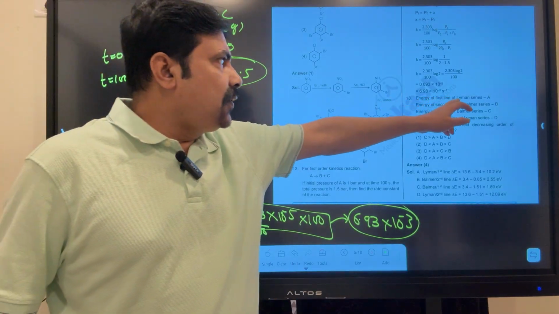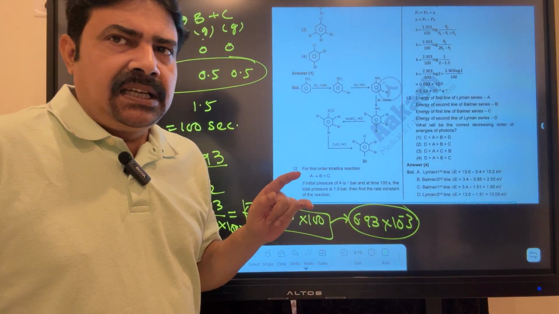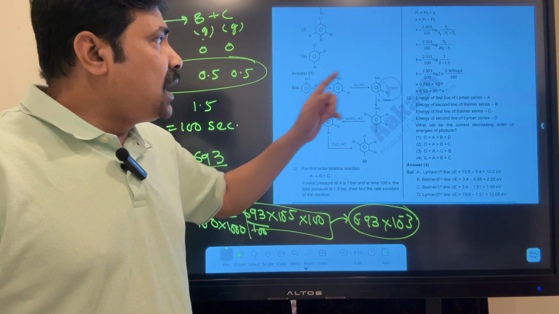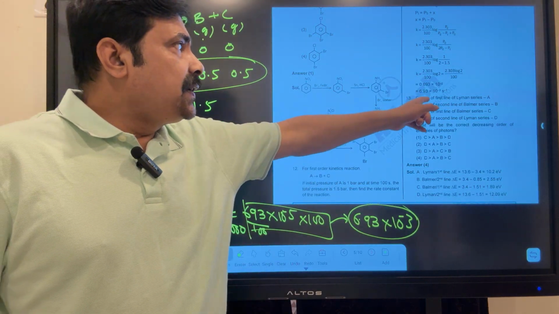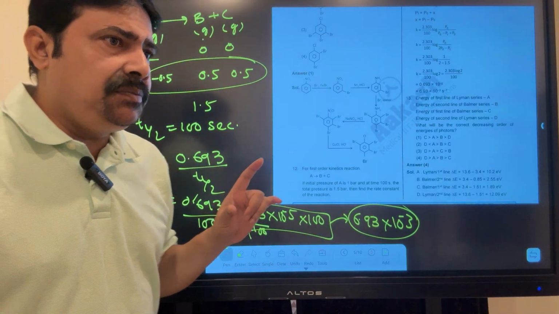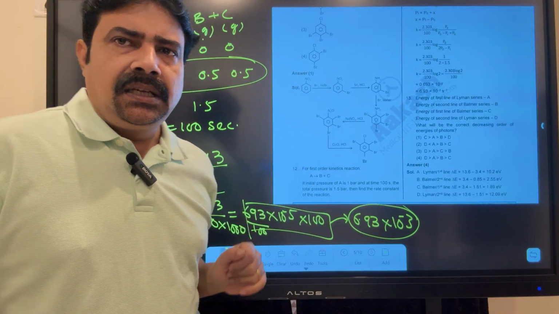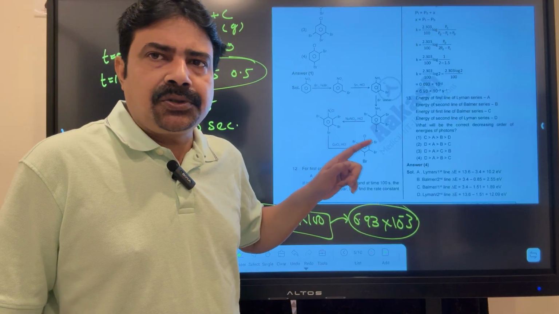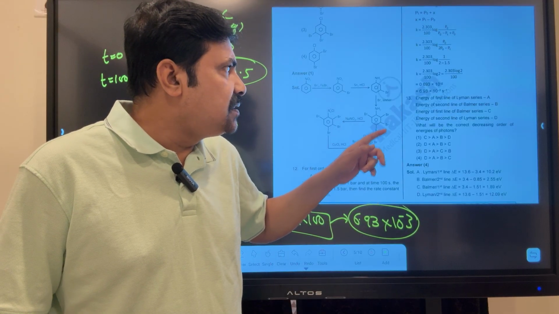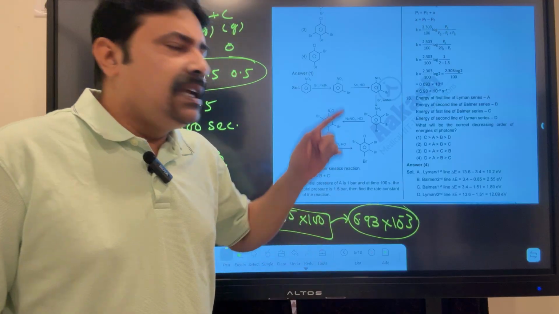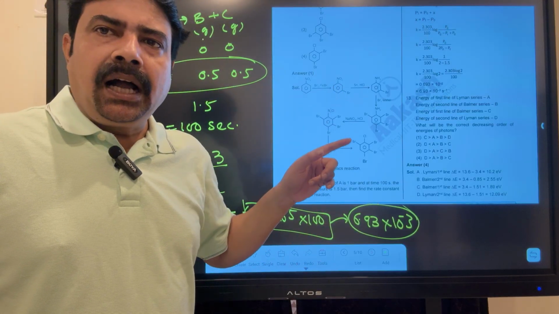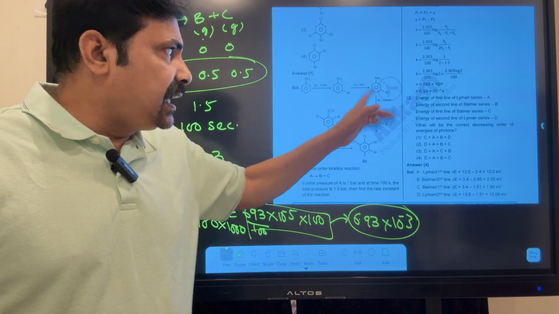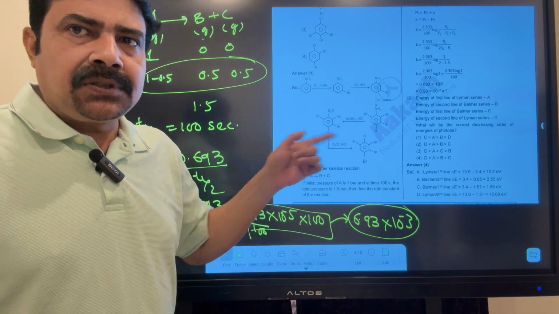Here, energy of the first line of the Lyman series. I am telling you the concept, you can check it out. I know the first line of the Lyman series means the 2 to 1 transition. So 1 by lambda equals R into Z squared, which for hydrogen atom is 1, then R into 1 by 1 squared minus 1 by 2 squared. From there I will get lambda in terms of R.